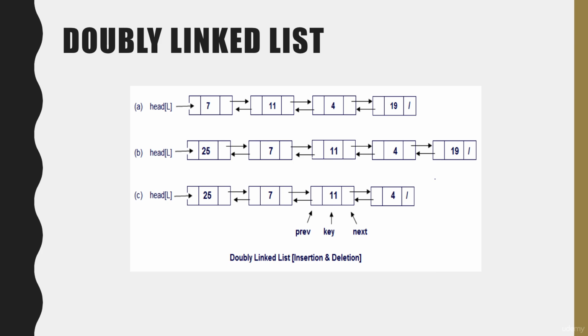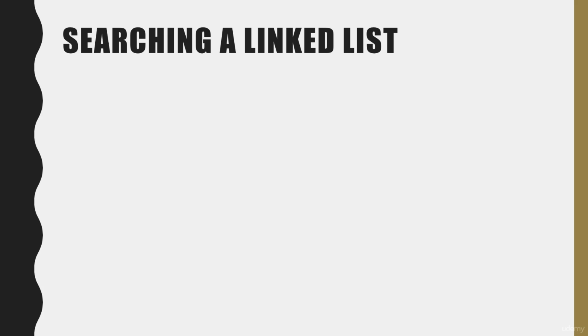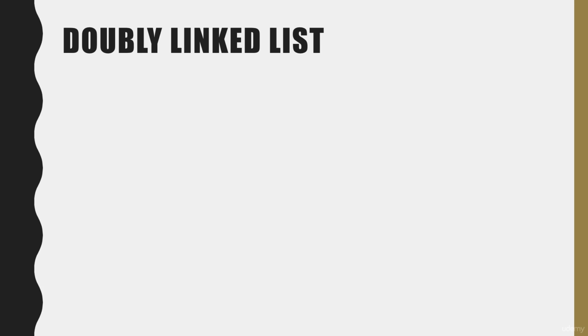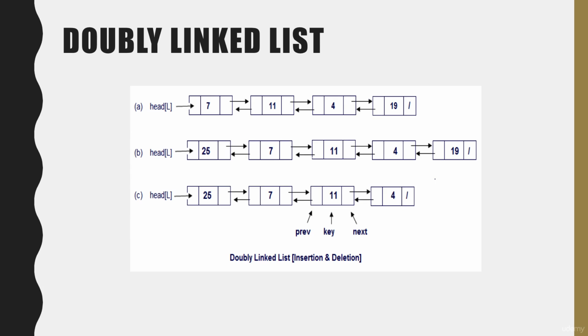If prev of X equals nil, the element X has no predecessor and is therefore the first element, or head, of the list. If next of X equals nil, the element X has no successor and is therefore the last element, or tail, of the list. An attribute head of L points to the first element of the list. If head of L is nil, then the list is empty.